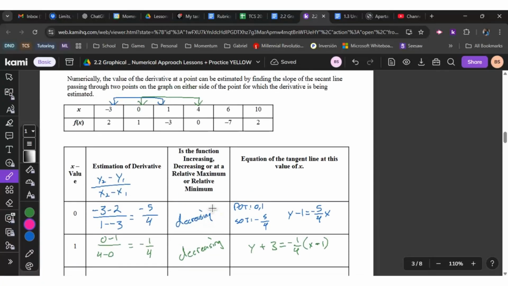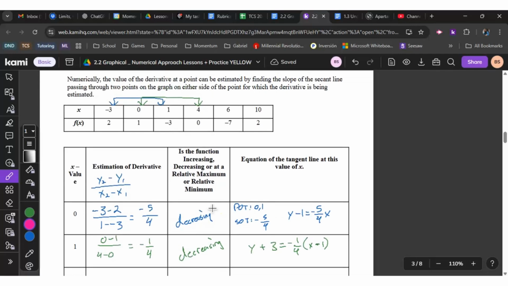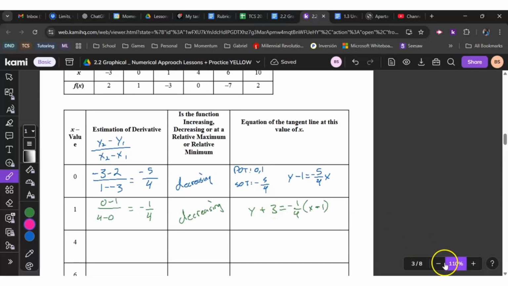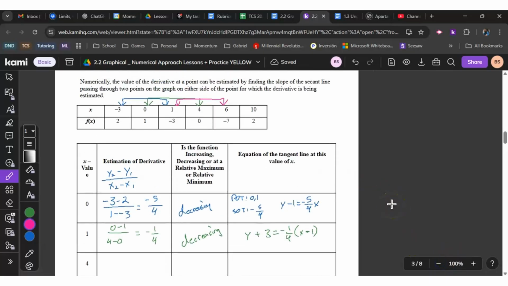Next one I'm checking is 4. So 2 points on either side of 4. Okay, I'm going to zoom out a little bit so I can see it at the same time here. So that's going to be -7 minus 0.